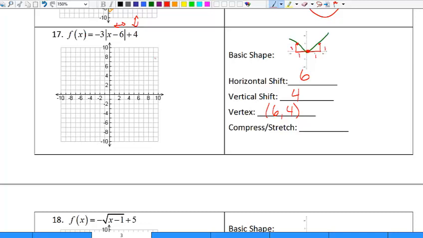And then my compress and stretch is whatever's in front being multiplied to the function. So that's a negative 3. Now that negative 3 is going to change my picture. So instead of going right 1 and up 1, I'm actually going to be going right 1 and down 3. Instead of left 1 and up 1 like I normally would have, I'm going left 1 and down 3. So take your vertex and plot that at 6 comma 4. And then to get your critical values, instead of going right 1 and up 1, I'm going right 1 and down 1, 2, 3. Instead of left 1 and up 1, I'm going to go left 1 and down 1, 2, 3.